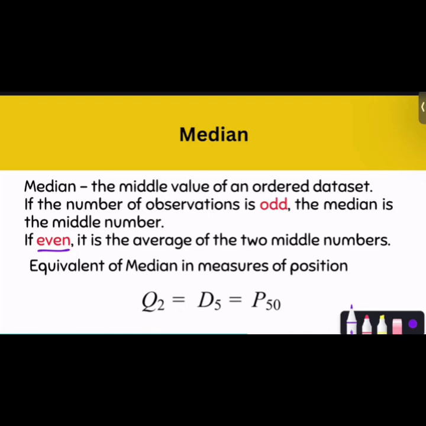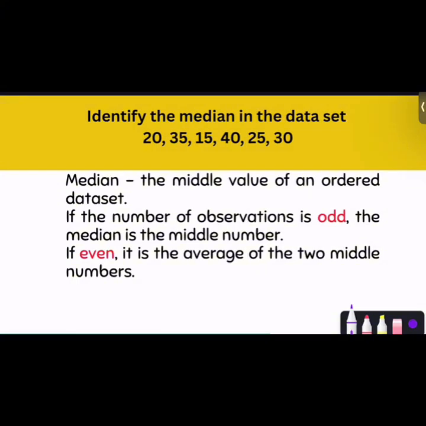So now, for us to know how we are going to solve for the median, let's proceed with this example. What we are going to do is identify the median in the data set. So first, identify muna natin. Our data set is 20, 35, 15, 40, 25, and 30. Before getting the median, let's rearrange the data set from smallest to largest. So ang smallest natin is 15. So rewrite lang natin sa baba, 15, followed by 20.